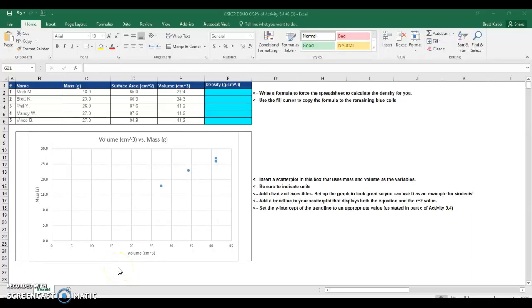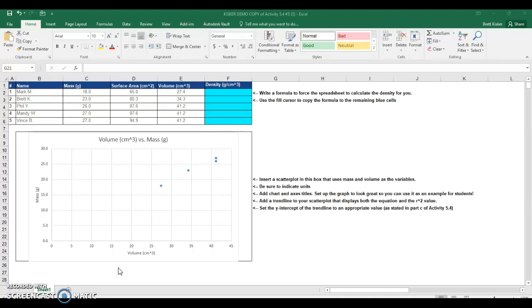Hi everybody, I'm going to pick up where I left off in the last video. So at this point in time, I have the scatter plot created. I've got it titled volume versus mass. I have the axes labeled mass and volume. And again, you'll notice that the volume is the x coordinate and the mass is the y coordinate.